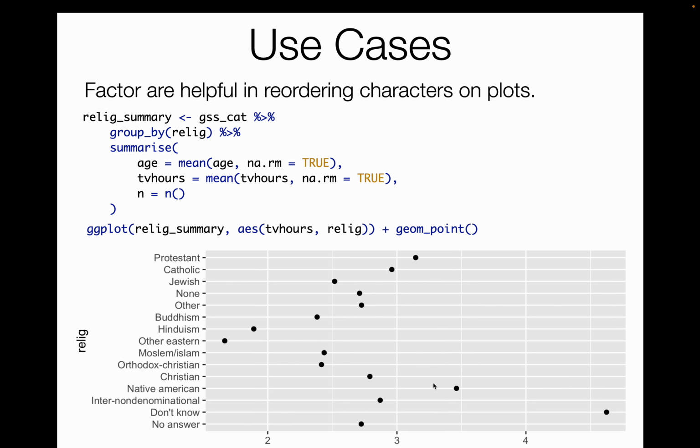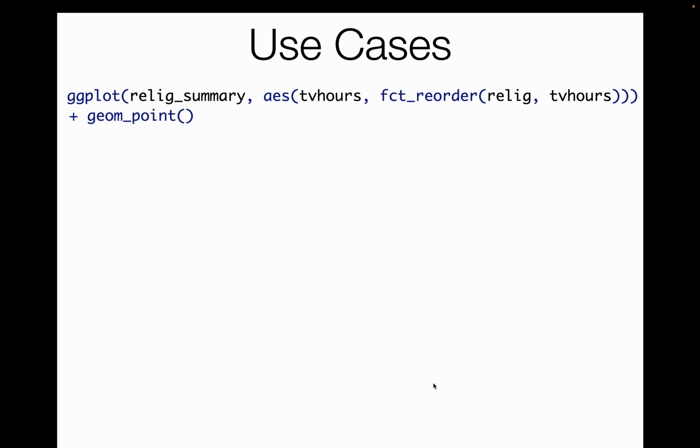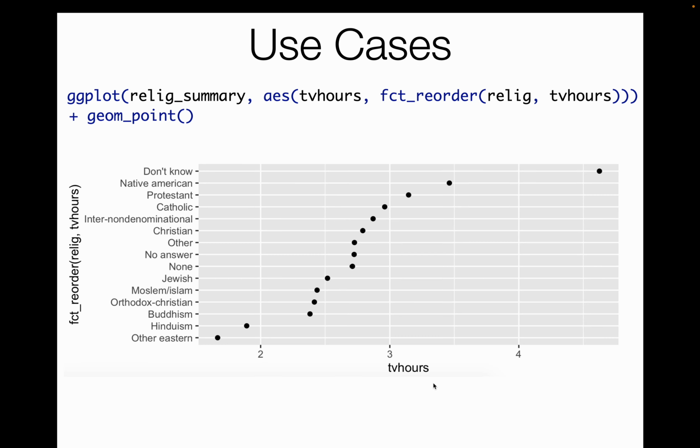So if I want to reorder a qualitative or categorical variable based on a quantitative variable, I can use this fct_reorder to reorder religion by TV hours, and it gets us what we want.